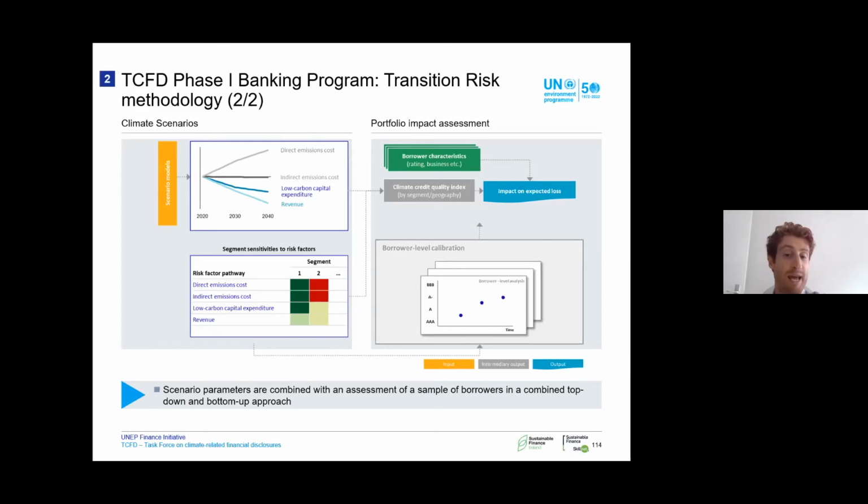So what we can do is a heat mapping exercise where, for these different risk drivers, or what we call risk factor pathways, we can think about which segments within a sector are most exposed. So for example, if you have the automotive sector and you're looking at internal combustion and electric vehicles as your two segments, electric vehicles, due to their lack of emissions during their operating life, will have much lower direct emissions costs than internal combustion engines.